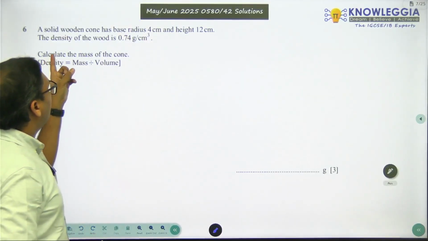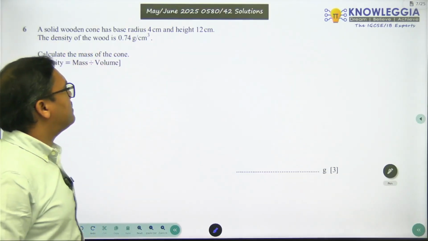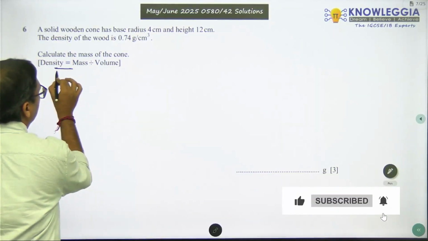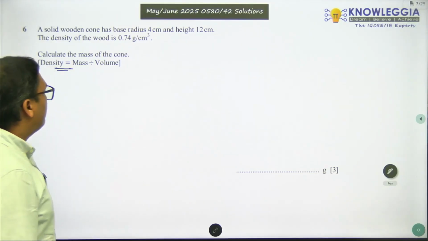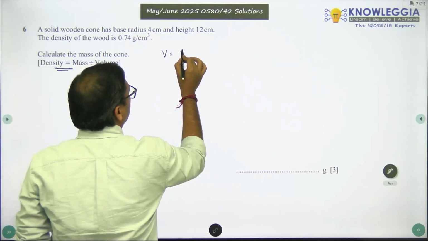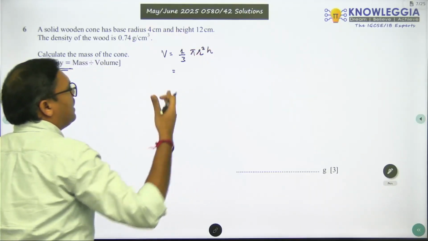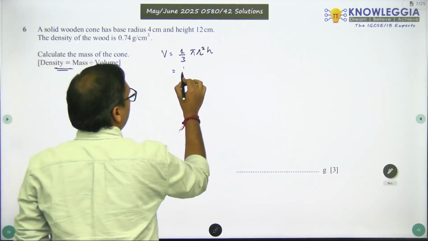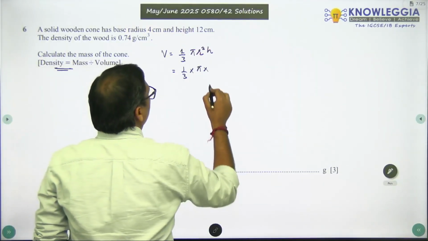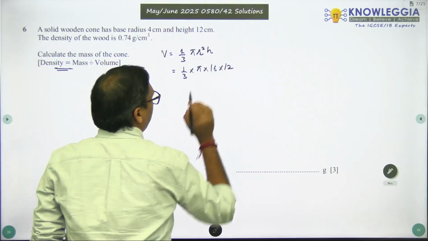The solid wooden cone has base radius and height. The density of this is given. Then find the mass. For finding the mass, we know the density is given, so you just need to find the volume. What is the volume of a cone? Volume of a cone is 1 by 3 pi r square h, where h is the height and r is the radius. So this is 1 by 3 pi r square. What is r? That is 4 centimeters, so this is 16. And what is the height? Height is 12.